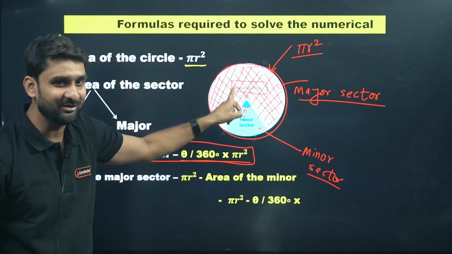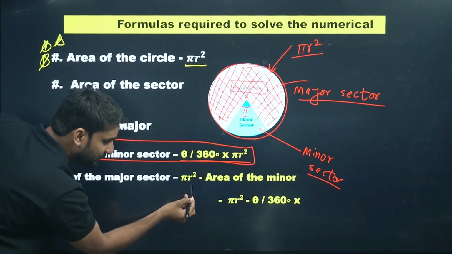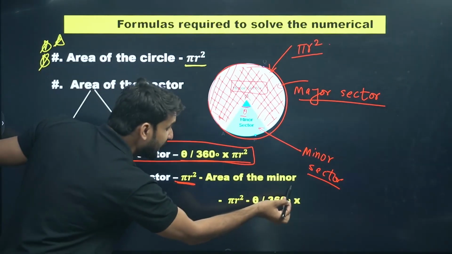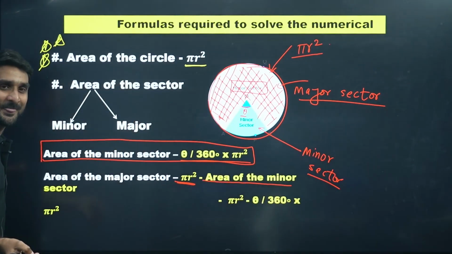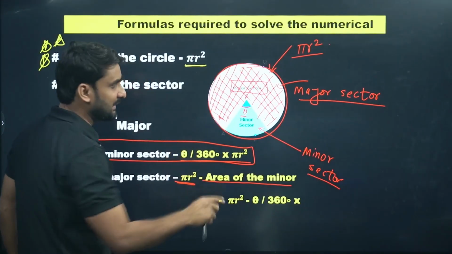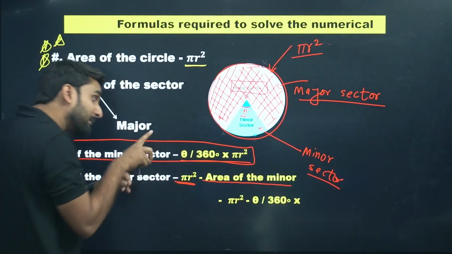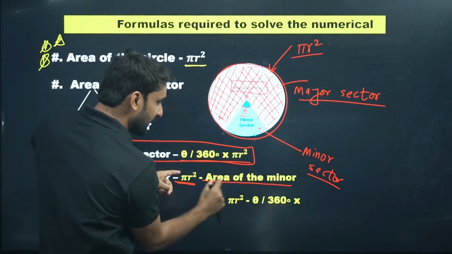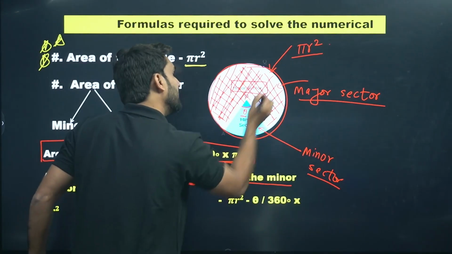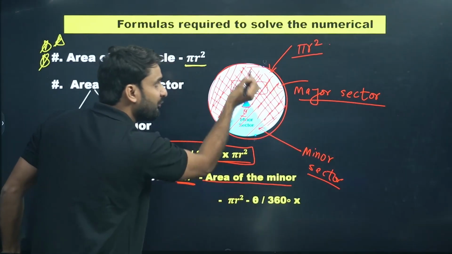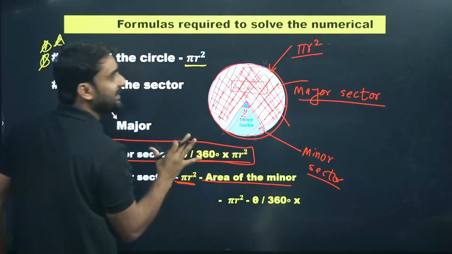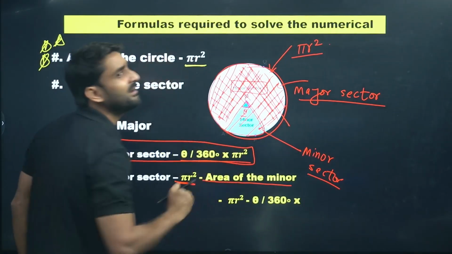How can you calculate the area of major sector? Look at the formula. The area of total circle, which is pi r square, minus area of the minor sector. Getting my point? Because pi r square will give you the complete area, the area of complete circle. And on subtracting the area of minor sector, the blue color portion, from the complete area, you will get the area of the remaining part.